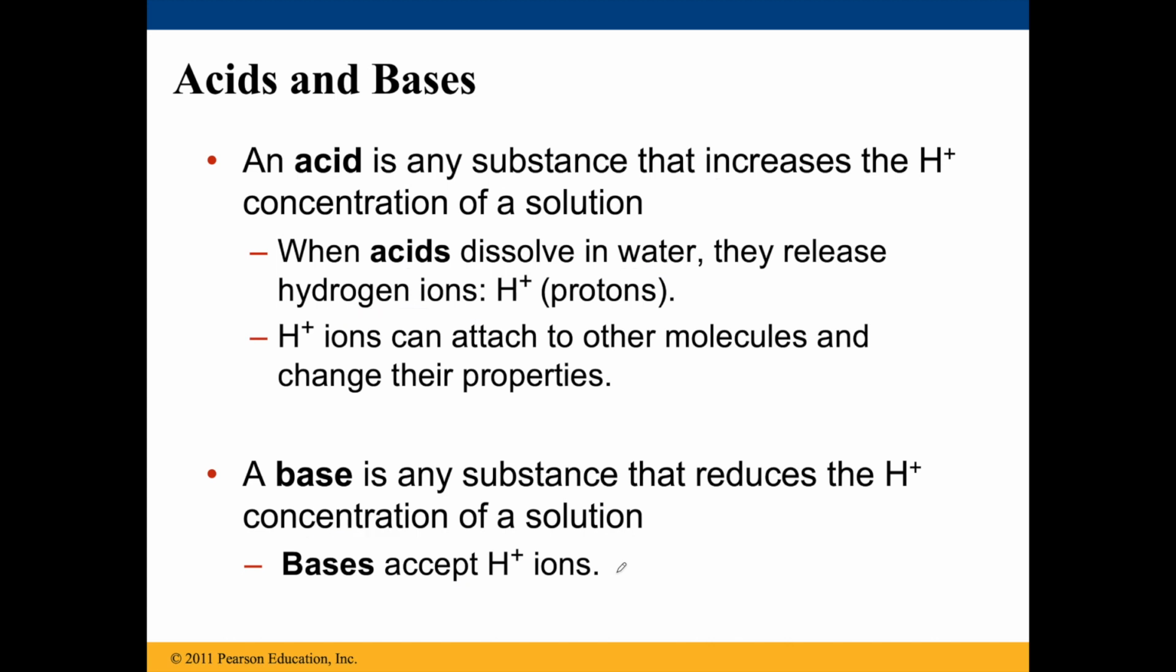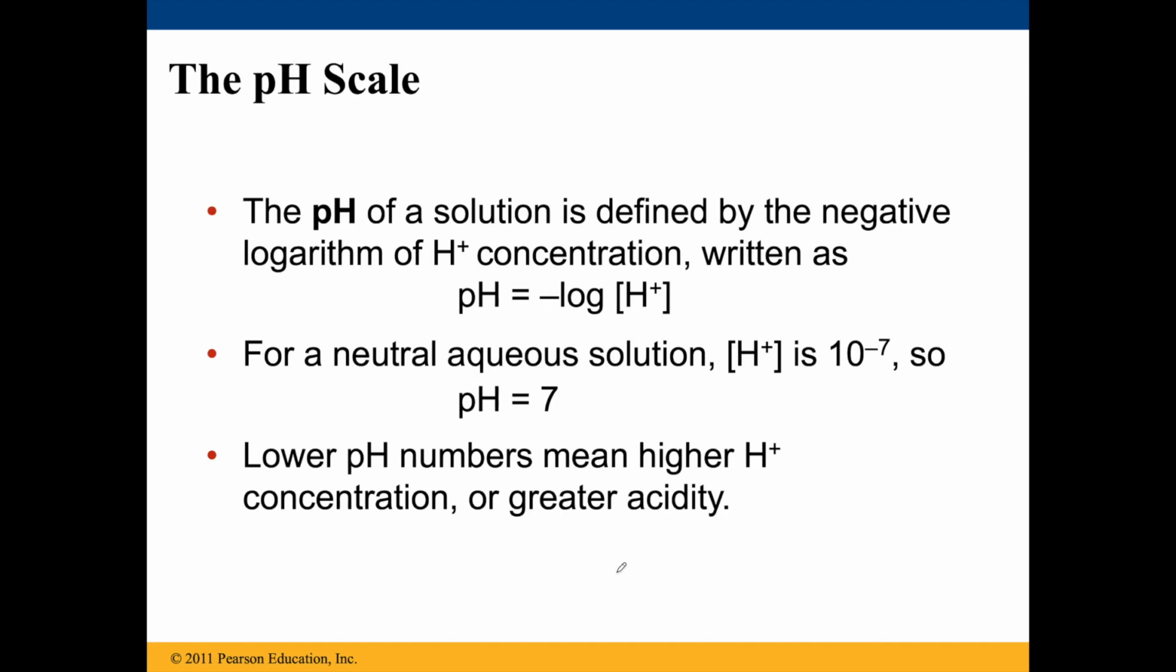And like I said, we care about how acid-like or base-like something is because it's going to drastically change the chemistry of our cells. And we have a way of measuring how acid-like or base-like something is. It's called the pH scale. So what is the pH scale? Well, pH is the negative logarithm of the molar concentration of hydrogen ions.